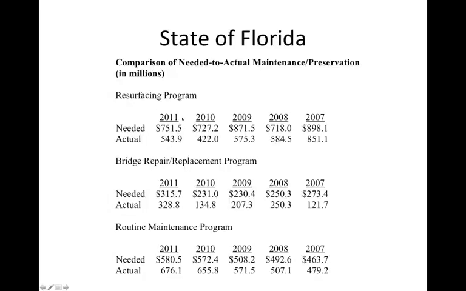While the resurfacing program, they are routinely underspending. Needed is much more than actual. Same with the bridge repair. They spent more than was needed in 2011, but they'd been underspending quite a bit in 3 of the 4 years prior. And then the routine maintenance, actually, their actual spending seems in all of these years to be greater than needed. And that's the kind of thing I might want to look into. So why are they spending so much more on routine maintenance? Is that a substitute for more expensive repairs, in terms of resurfacing and component replacement and repairs on the bridges?